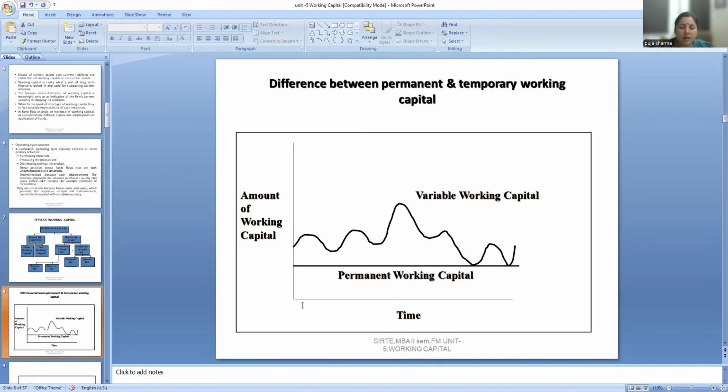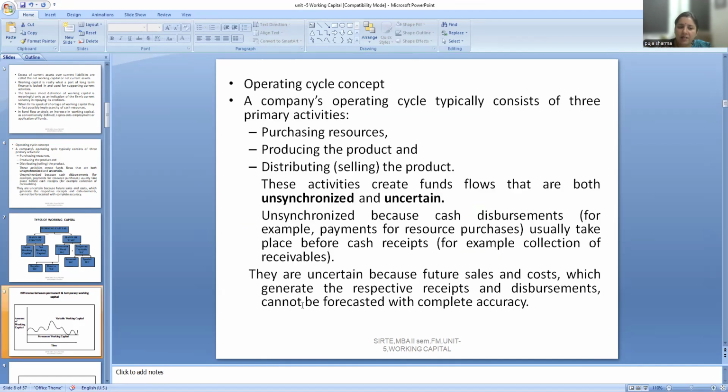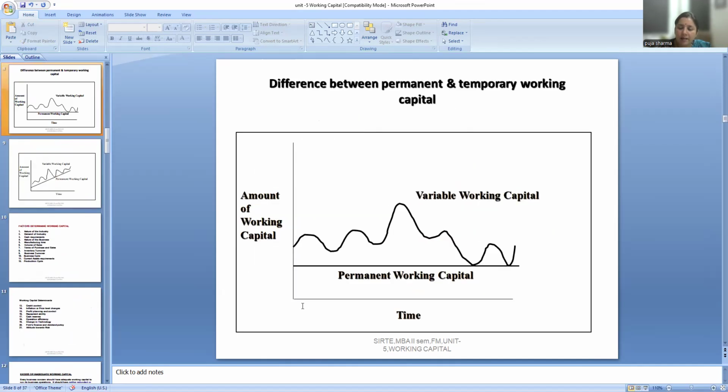Till now, what we have seen is the concept of working capital, what working capital is, the types of working capital, and the methods which are used to calculate the working capital. The two methods: first is the balance sheet method and second is the operating cycle method.